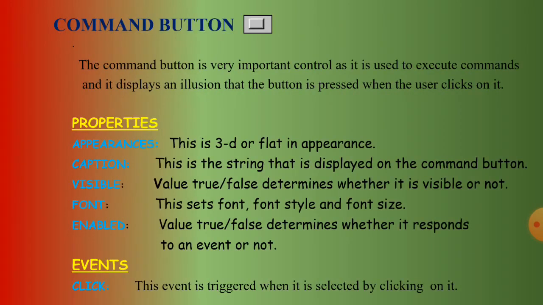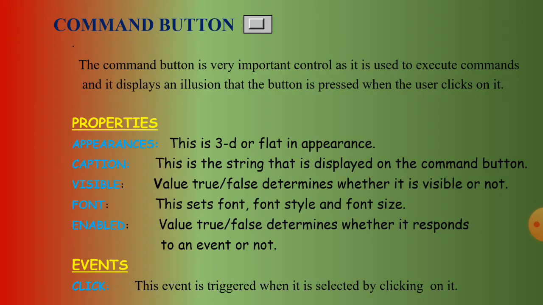Next is the command button. The command button is the control that is used to execute commands, and it displays an illusion that the button is pressed when the user clicks on it. If you write some coding for this command button and click it, that particular command will be fired. It is nothing but executing the commands that we have written for this particular command button.